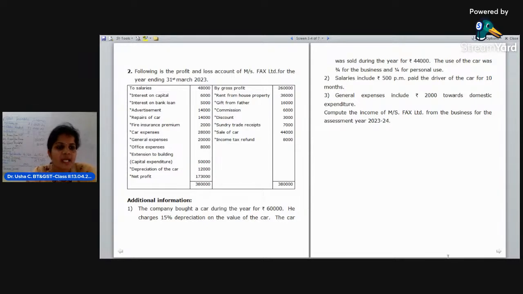First one is salary. Since it is an allowable expense, we can ignore this. Next is interest on capital. Interest on capital is an inadmissible expense, correct? If an inadmissible expense is debited to profit and loss account, what we have to do? We have to add it back as a first item.